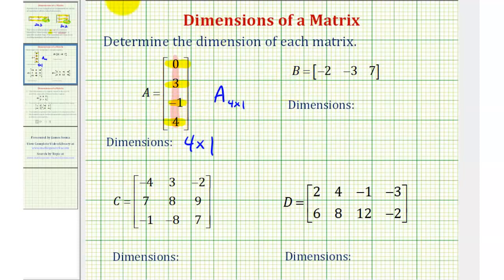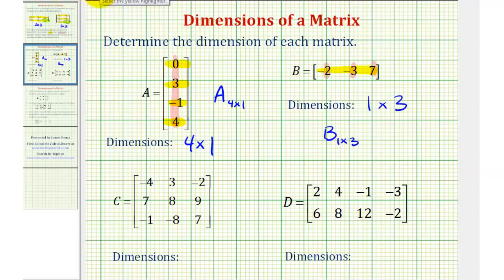If we look at matrix B, notice how it has 1 row and 1, 2, 3 columns. Therefore the dimensions would be 1 by 3. Because it has a single row, it's often called a row matrix. And if we identify this using the variable b, we'll often write the dimensions as a subscript, so we would have 1 by 3 like this.